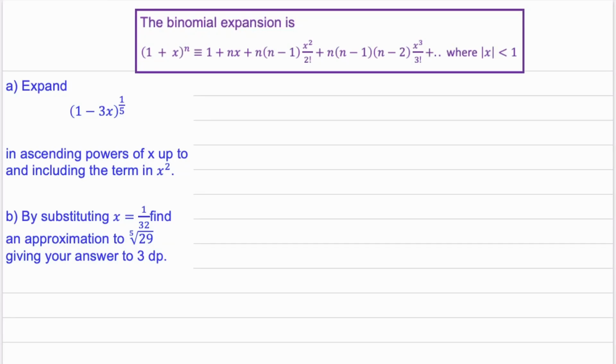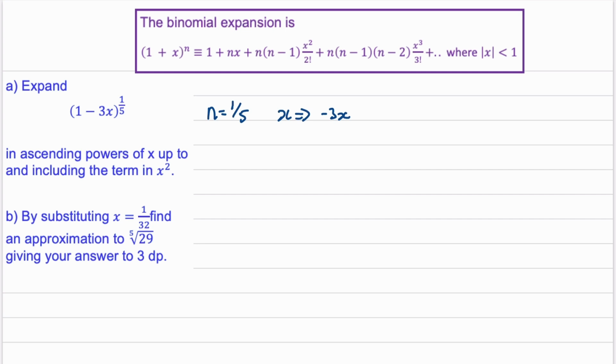Hi everybody. So in this video, we're going to look at an example that involves problem solving with a binomial expansion. We've been asked to expand (1 − 3x)^(1/5) in ascending powers of x up to the x squared term. And we can see that we have this constant of 1. So the power will be this 1/5, and the x term will map onto the −3x.